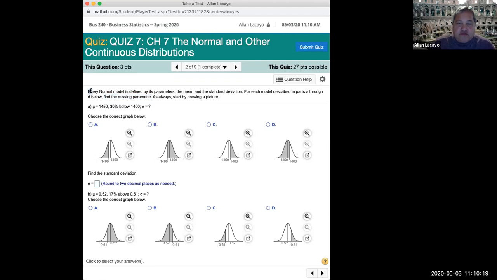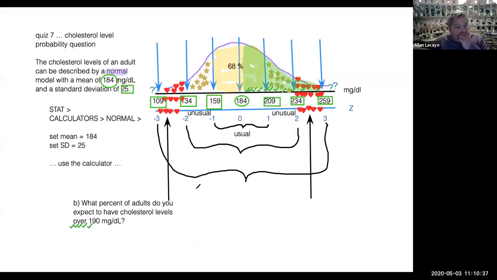And the key to solving this problem is that every normal model is defined in terms of the mean and the standard deviation. So if you know the mean and the deviation of a normal model, then you can kind of figure everything else out about it. So when we go back to our whiteboard here, notice how the moment we figured out the mean and the standard deviation in the cholesterol problem, we could set up this entire normal model of probability. Okay.